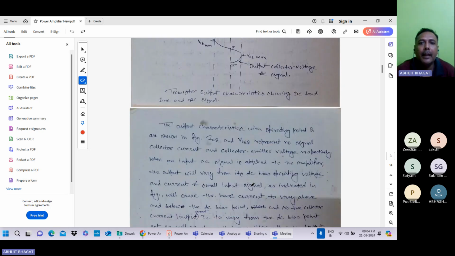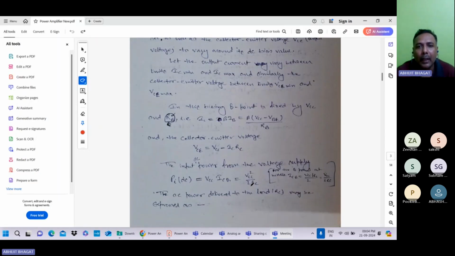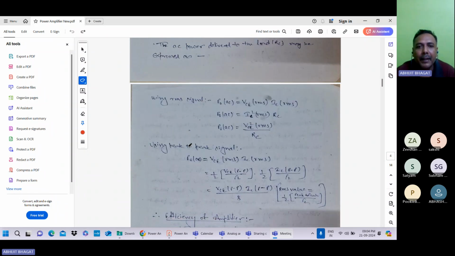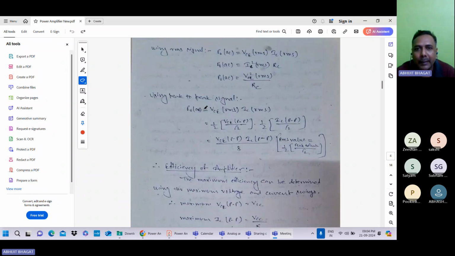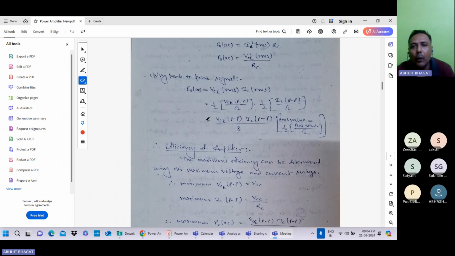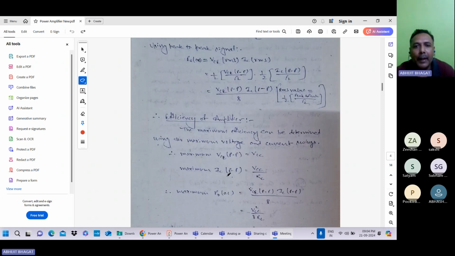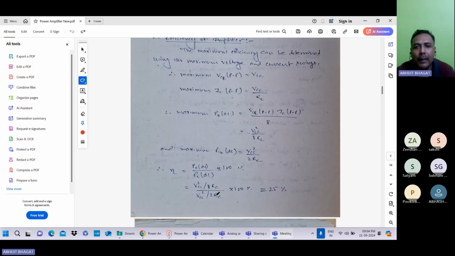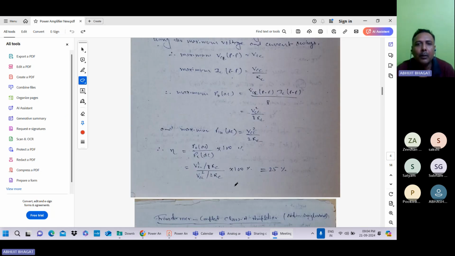After that, we go for the calculation of efficiency. For finding the efficiency, first we find out the input DC power, then we find out the output AC power. After finding output and input power, we find the efficiency, which is equal to output power by input power, and it is equal to 25%. So that much we discussed in the last class.